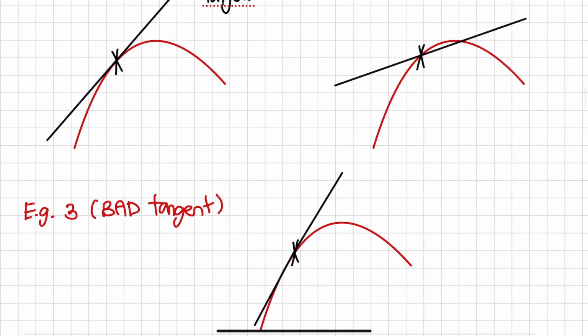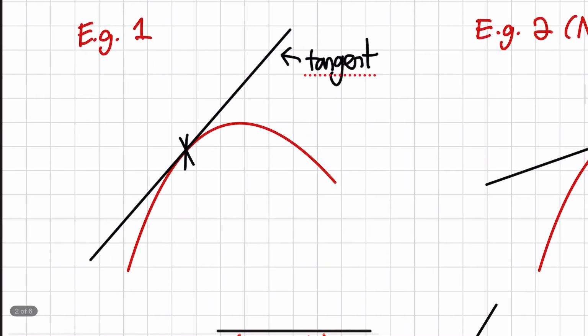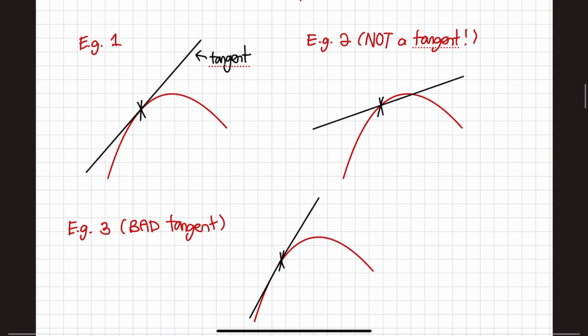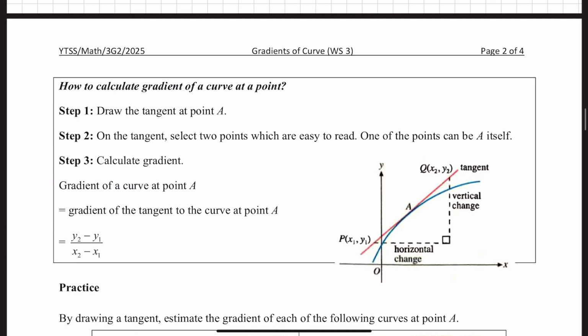The best tangent is the one drawn in example 1, whereby on the left and on the right side of the curve, underneath this tangent, the area is about the same. Okay, so this may not be easy to draw, so you need to practice a bit to get used to learning how do I draw nice tangents. Alright, so recap again. If the question says how do you calculate the gradient of a curve at a point? First, draw the tangent first. Then on the tangent, choose 2 points along the line that is easy to read.